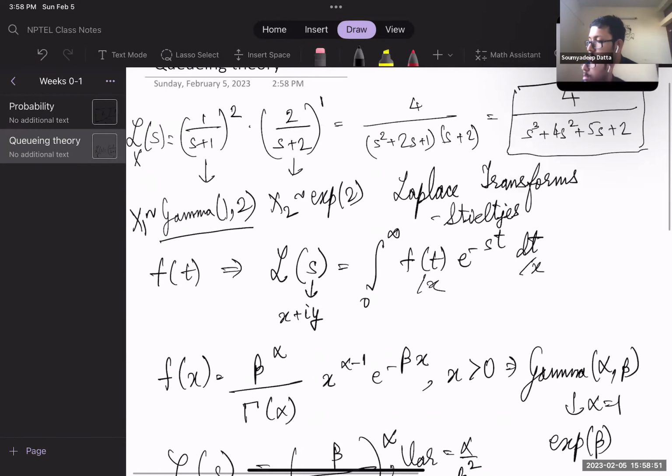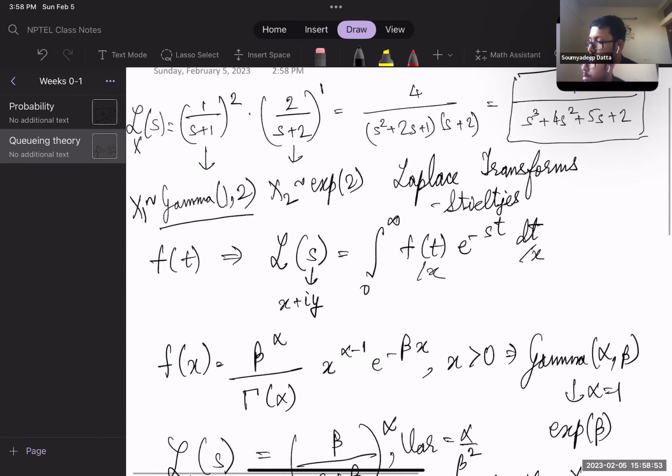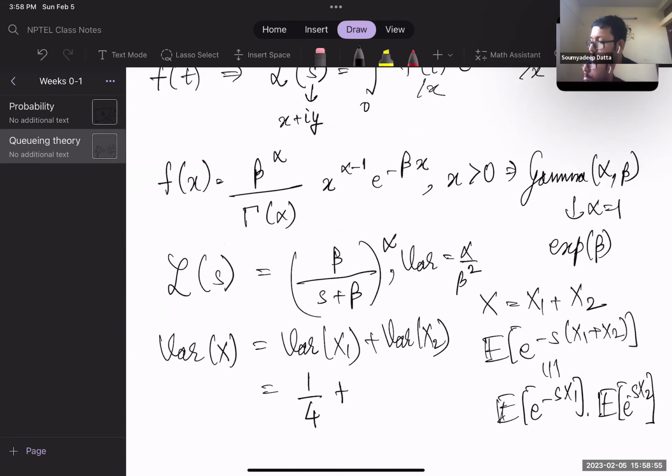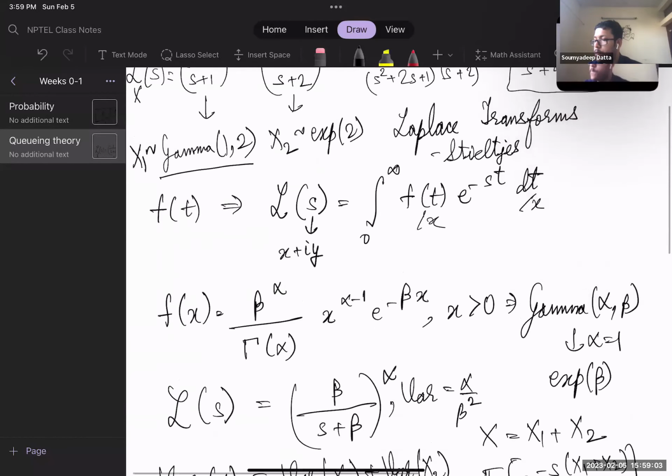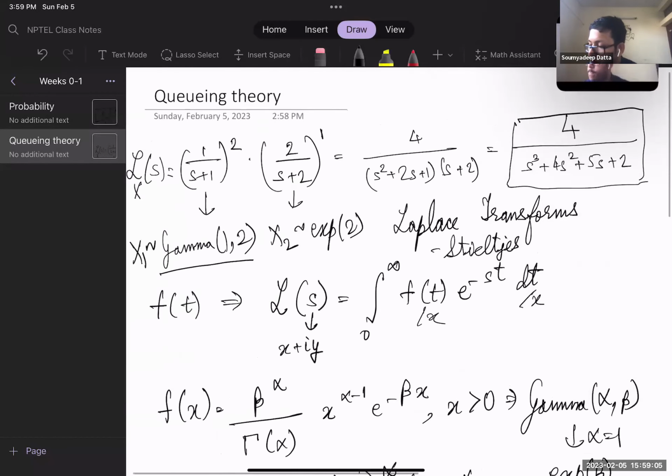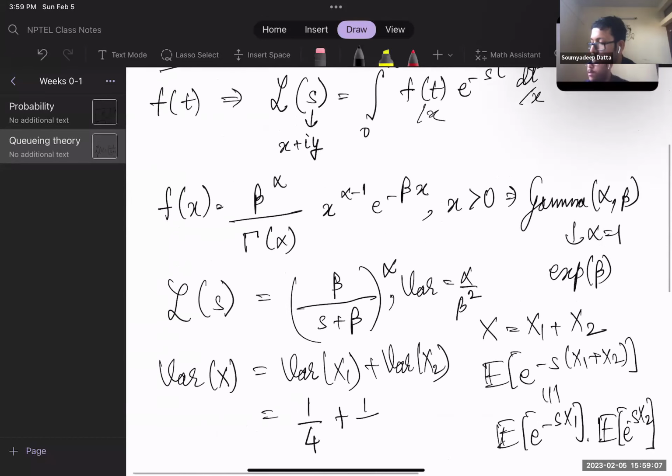Right, so this will be 2. This will be again 1 by, yeah, alpha by beta square with 2, I think.